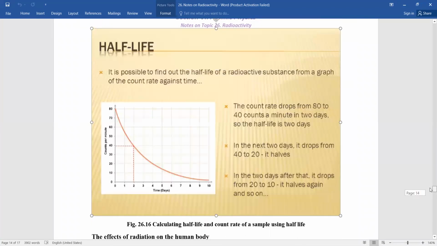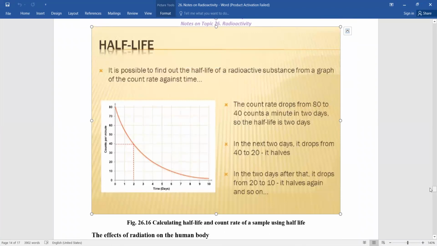Sir, yeah, now it's clear. In the curve, the half-life of this radioactive substance is 2 days, right? Because it is becoming 40. Yes, correct. It is showing the half-life is 2 days.